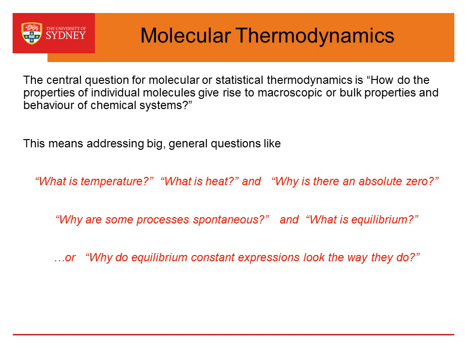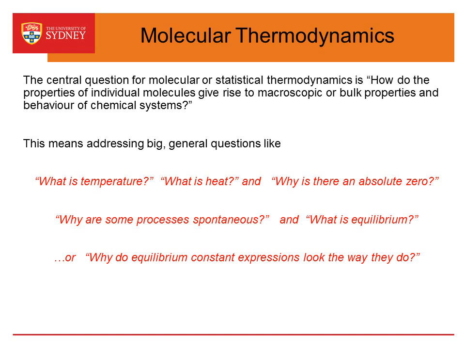The central question for molecular or statistical thermodynamics is, how do the properties of individual molecules give rise to macroscopic or bulk properties and behaviour of chemical systems? This means addressing big, general questions like what is temperature, what is heat, and why is there an absolute zero? Why are some processes spontaneous and others not? And what is equilibrium? Or why do equilibrium constant expressions look the way they do?